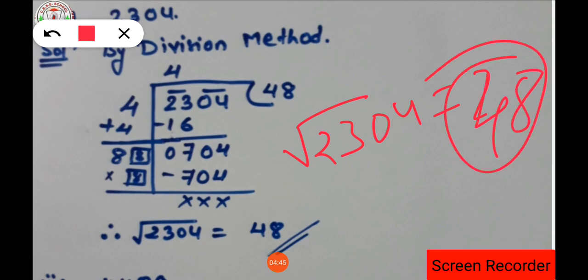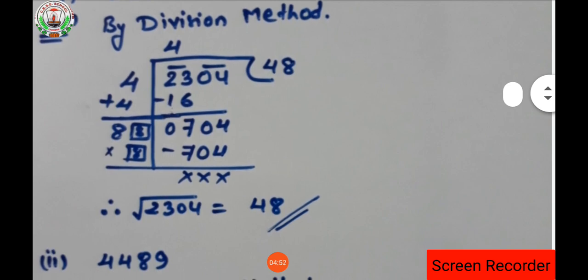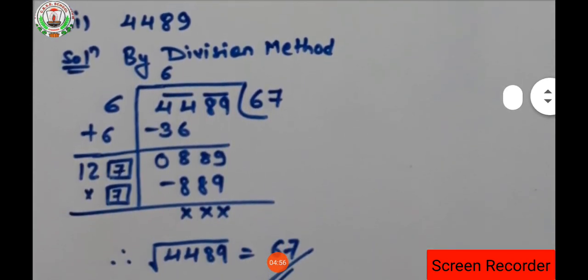So I hope you have understood how to find the square root by the long division method. It is a very simple one. While practicing it will become more clear to you. The next, the second part. What is the number we are having in the second part?